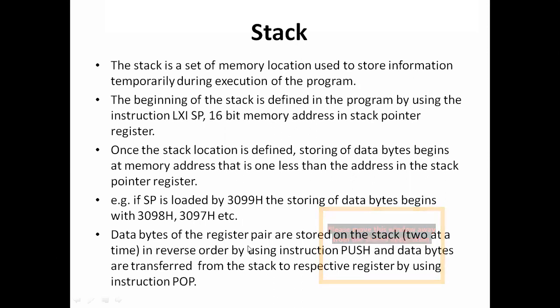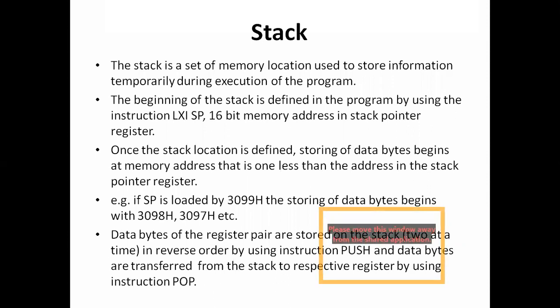Now, the data bytes of the register pair can be stored on the stack 2 at a time in the reverse order by using an instruction which is called the push instruction. And the data bytes are transferred from the stack to the respective register by using the pop instruction. Meaning thereby, while using the stack, we can store 16-bit data into the memory. Of course, an individual memory register will be storing only 8 bits at a time, and we want to store 16-bit data into the memory, which is working as a stack. So we will require 2 memory locations to store that 16-bit data.